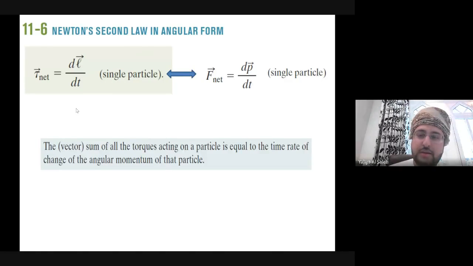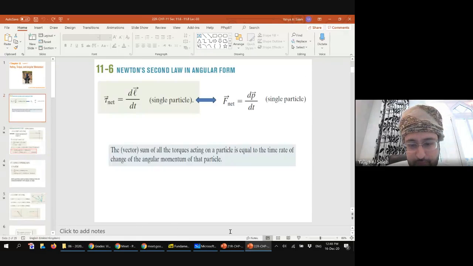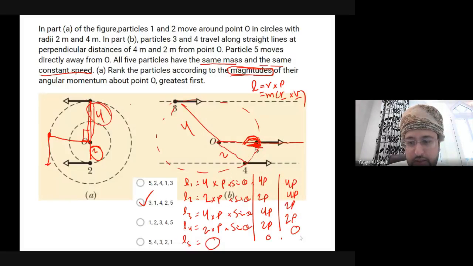Yes, Rayan, you're correct. This is why you will see that I have left it as sine theta, sine theta, sine theta. I did not actually input anything here for the angles.